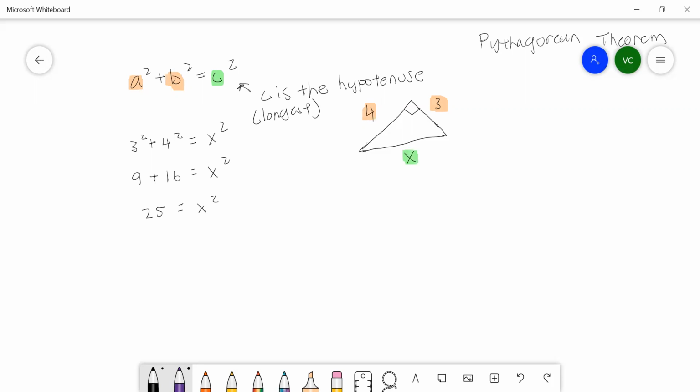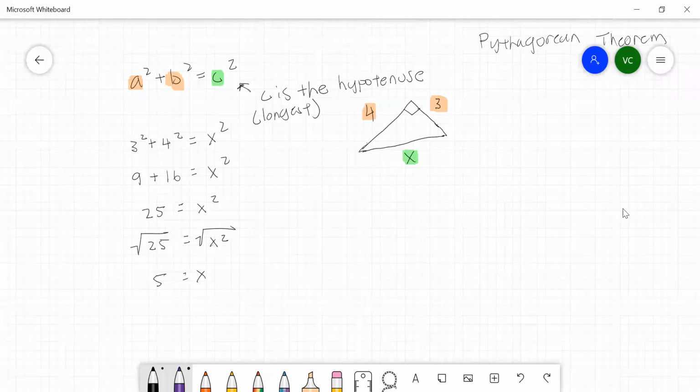And we want to get rid of that little 2 in the upper right-hand corner. So the way we do that is take the square root. Square root of 25 equals the square root of x squared. What's the square root of 25? Well, 5 times 5 is 25. So that's 5, and that's going to equal x. Okay, that's our first example.